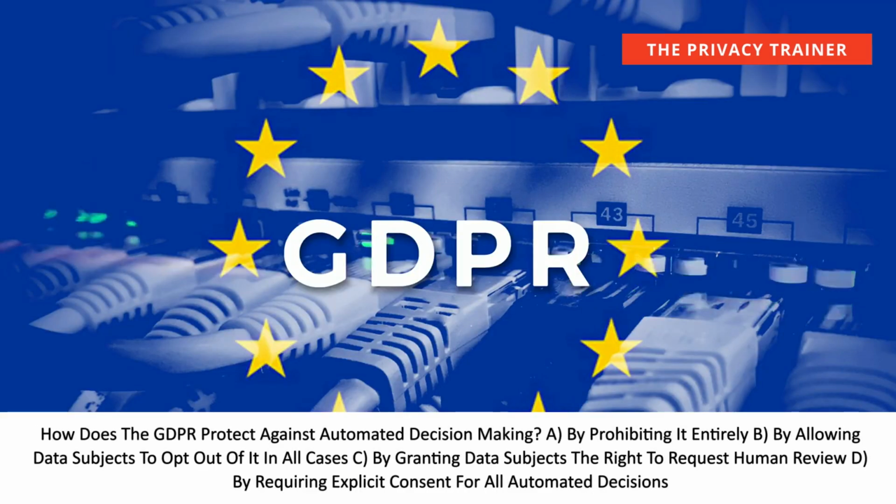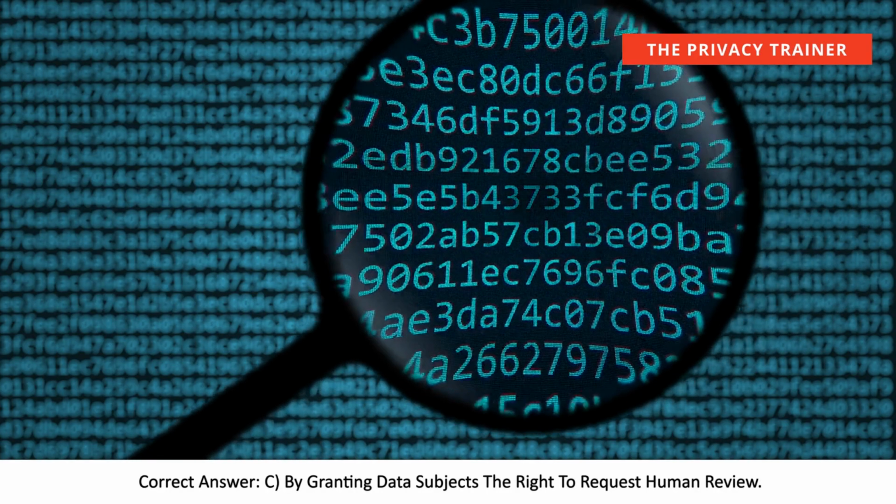How does the GDPR protect against automated decision-making? A. By prohibiting it entirely. B. By allowing data subjects to opt out of it in all cases. C. By granting data subjects the right to request human review. D. By requiring explicit consent for all automated decisions. Correct answer: C.